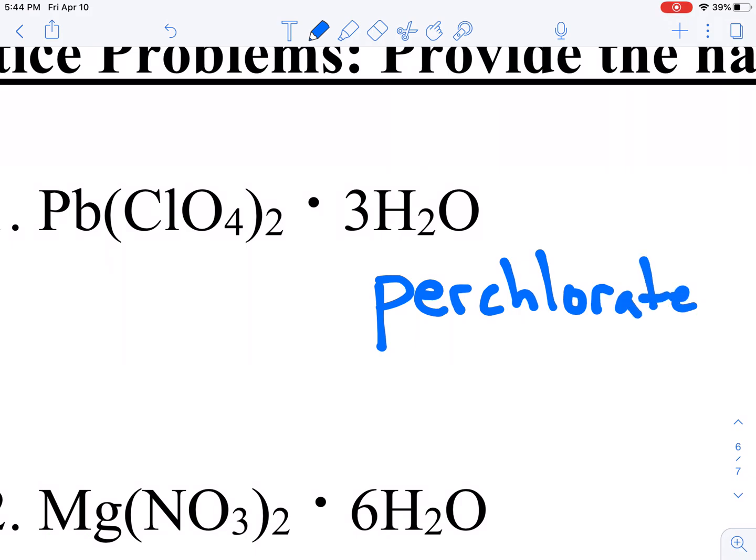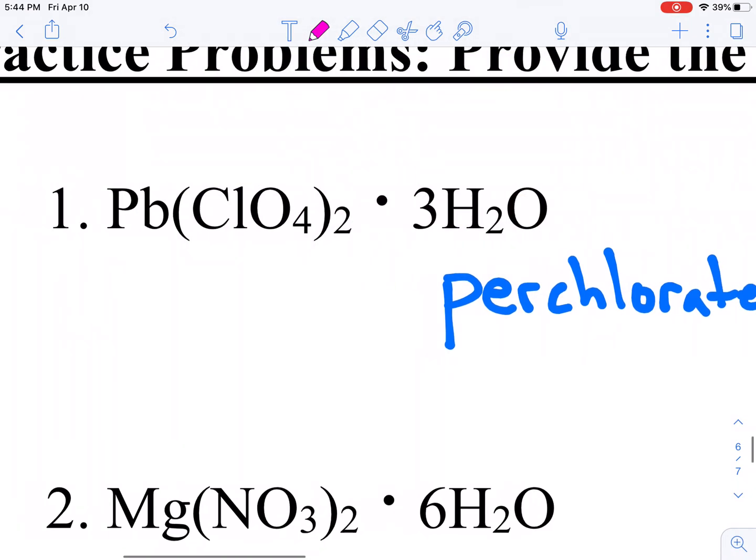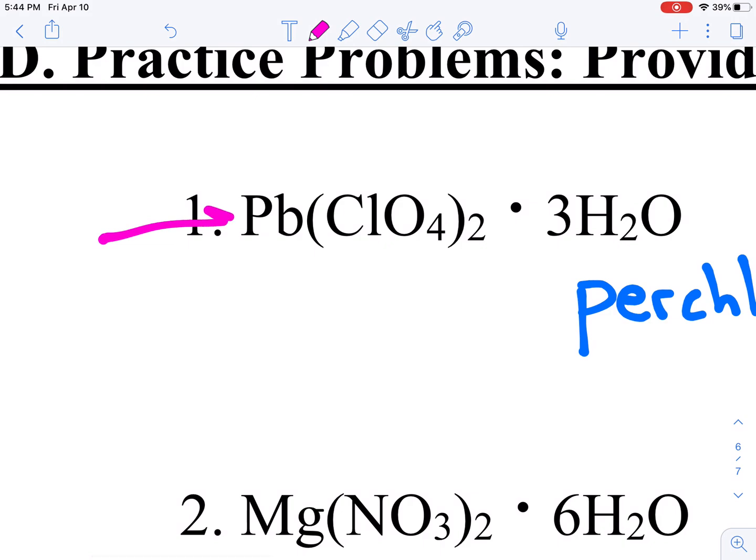Next up would be to ask ourselves, does our cation require a Roman numeral? And the answer is it does, because it's a transition metal. It's in the middle of the periodic table. And furthermore, Pb is one where we know 2 names. We know the name of Pb in just a classical Greek way, and we also know it with Roman numerals. So we need to figure out its charge.